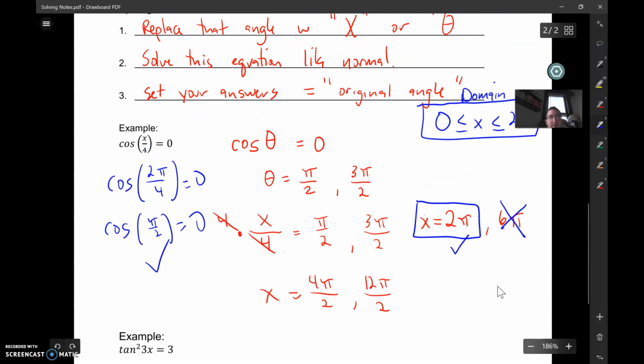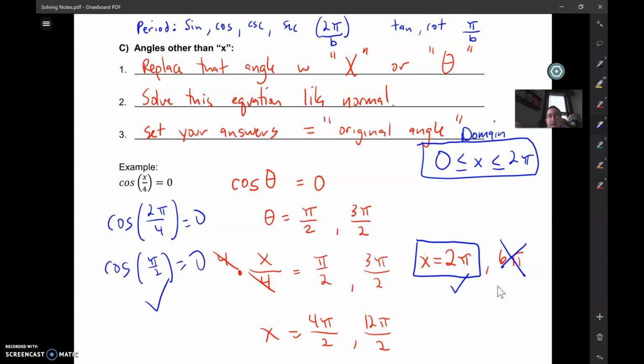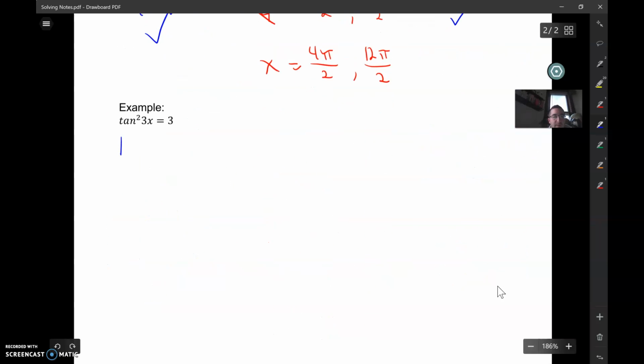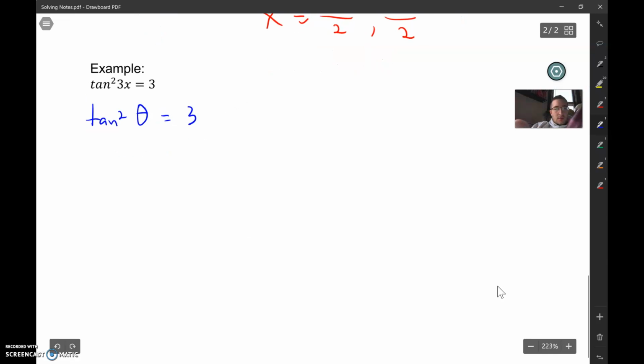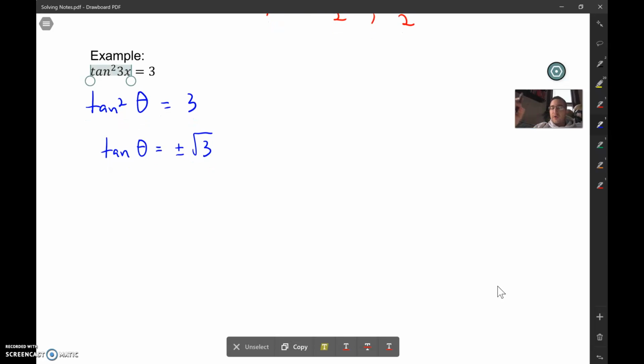We look at our steps. What do we do first? We need to replace the angle with a theta symbol. So I'm going to say tangent squared theta equals 3. And I'm going to solve it this way. So tangent squared, we need to square root both sides. So tangent of theta equals plus or minus the square root of 3. And I'm going to find 4 answers here. But I'm not going to be even close to done. So pay close attention. The 4 different answers that make this equation true.